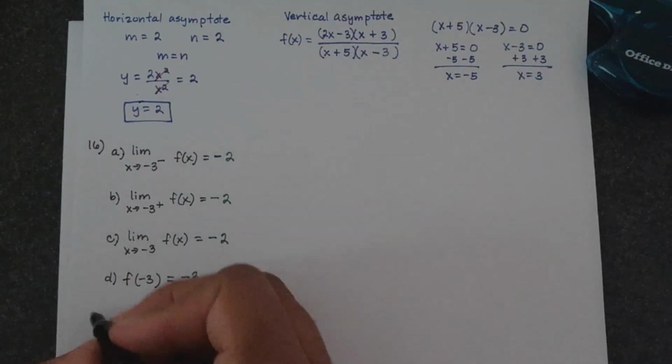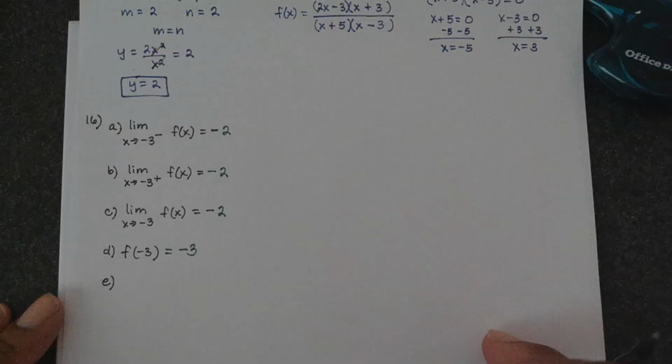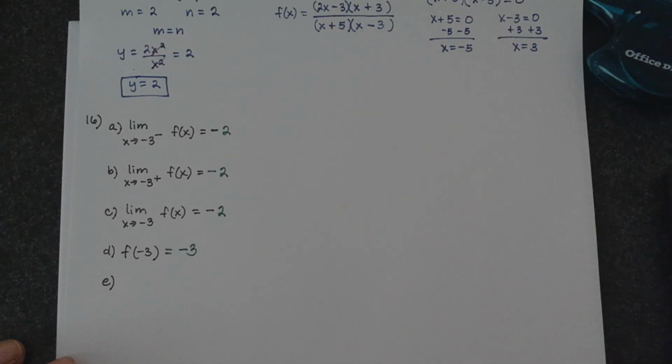All right. Now part E is this. Is the function continuous at x equal negative 3? And you have to look at your continuity rule there.